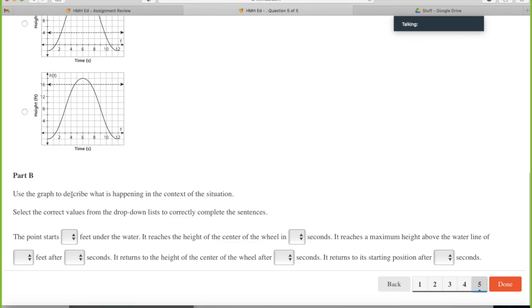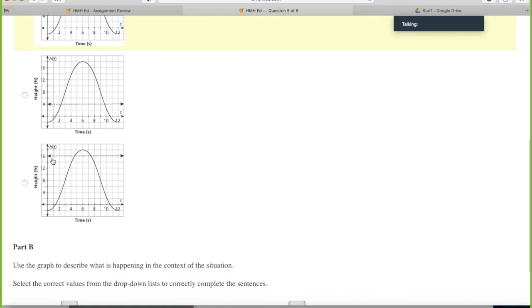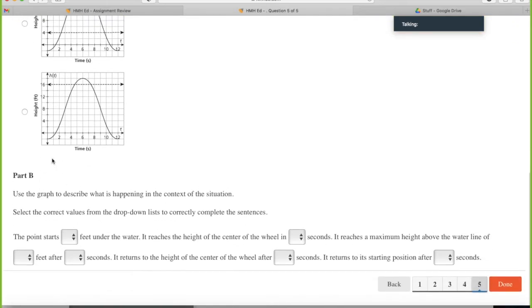So use the graph to describe what is happening in the context of the situation. Select correct values. So remember, I'm using this graph right there because it's there. The graphs are all the same, just the midline moves. Anyway, the point starts. Where does it start? My scale is 2s, so it starts at -2. What does that mean? It means that it's 2 feet under water.